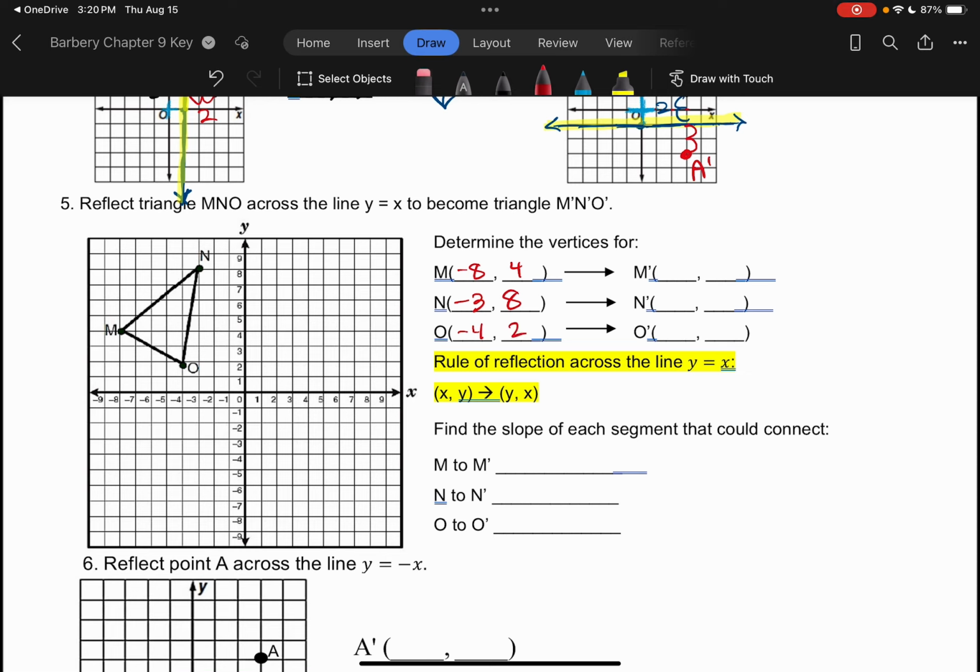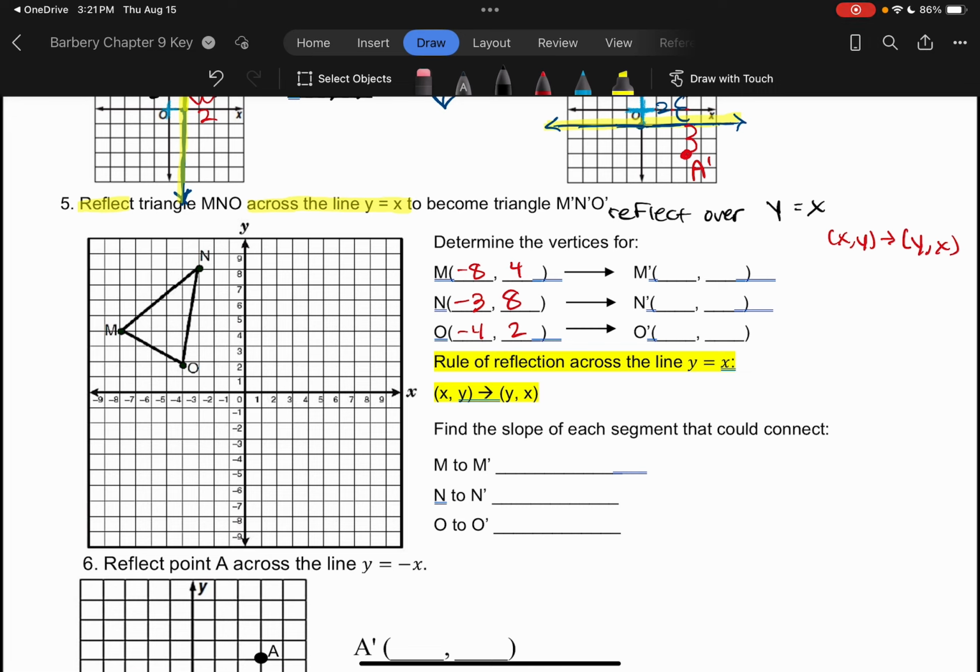All right, so here they're asking us to reflect, and you got to read carefully, across the line y equals x. If you go to your notes at the beginning, we said that our rule for reflecting over y equals x was this. It meant that you take the original point (x, y) and you just switch the order. So for M prime, N prime, O prime, we're just going to switch the order.